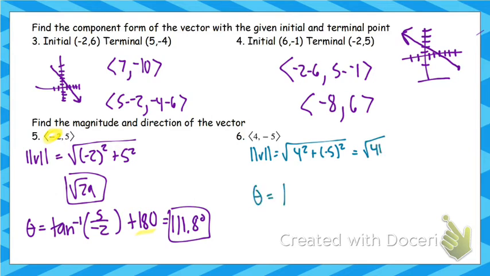All right, for my angle, tan inverse y divided by x. This time we do not need to add 180 because, again, this is going to fall in quadrant 4. If I go over 4 and down 5, I would be in quadrant 4. So when I plug this into a calculator, I'm going to get negative 51.3 degrees. And again, that makes sense based off my picture. That takes us into the fourth quadrant.